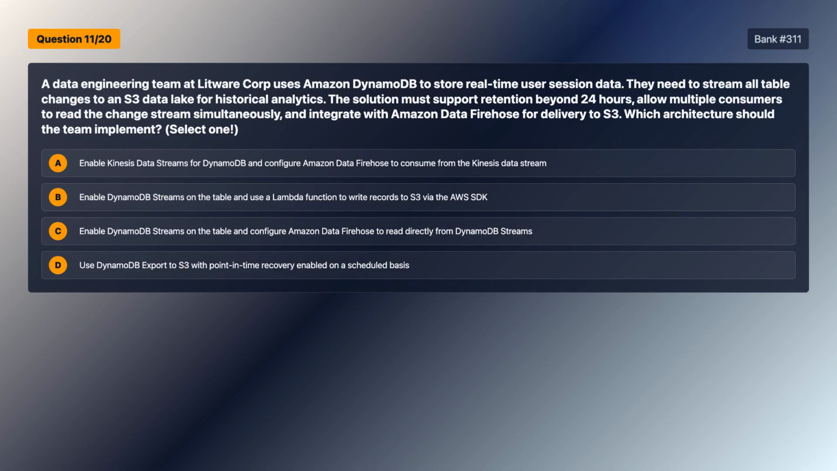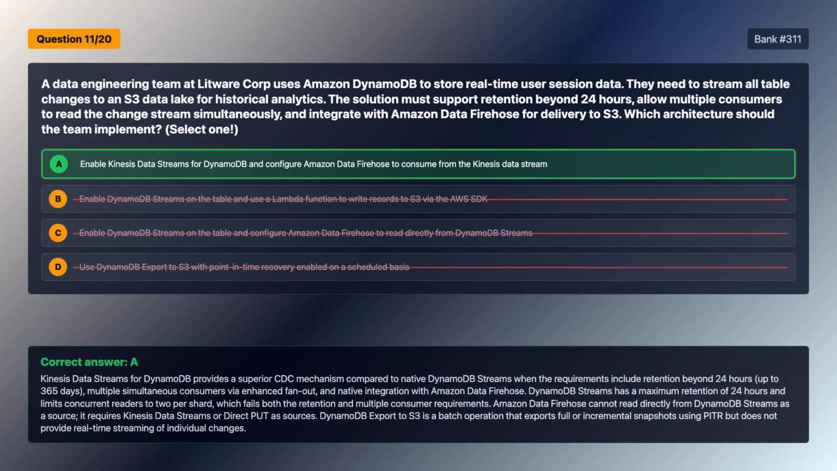Question 11. A data engineering team at Litware Corp uses Amazon DynamoDB to store real-time user session data. They need to stream all table changes to an S3 data lake for historical analytics. The solution must support retention beyond 24 hours, allow multiple consumers to read the change stream simultaneously, and integrate with Amazon Data Firehose for delivery to S3. Which architecture should the team implement? Select 1, review the answer choices on screen. The correct answer is option A.